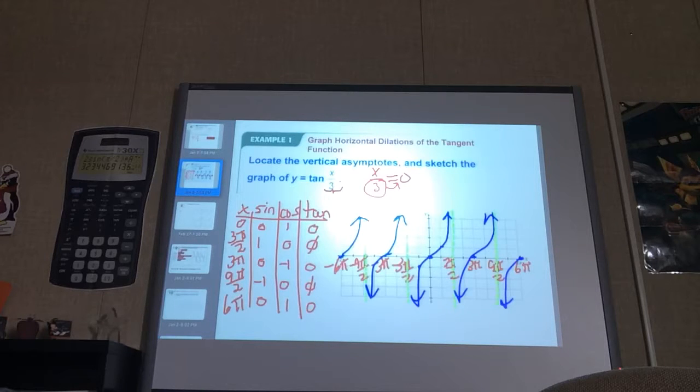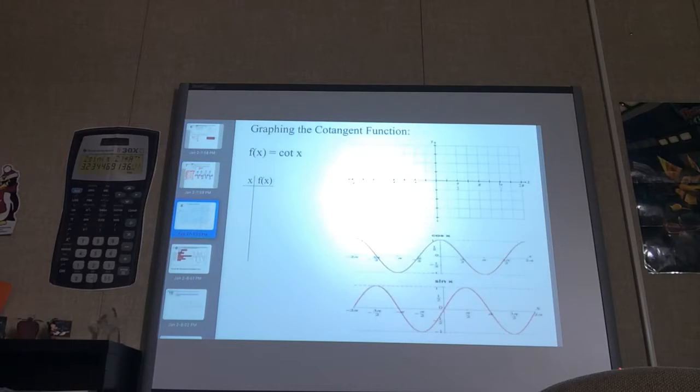Now let's look at our cotangent. Our cotangent is x over y. So here's our x, here's our y. So first let's look at our y values. Our y values are 0 at the full pi's. So let's go ahead and put asymptotes there. So there are asymptotes at the full pi's.